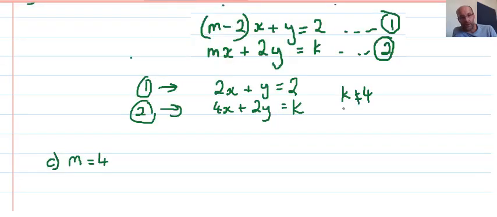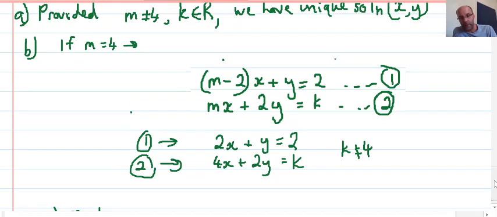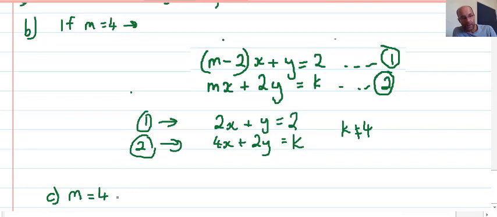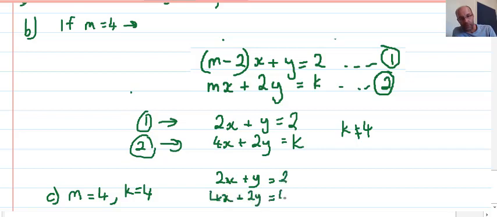Now in this case here, k cannot equal 4, because if m equals 4 and k equals 4, we will have part C, infinitely many. So let's write that down. 4x plus 2y equals 4, and they're copies of the same equation. There's a multiple of 2, they are the same line. So there are various values of m and k. That's quite an abstract question.